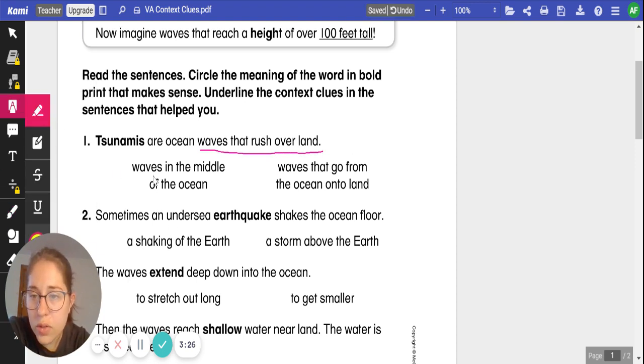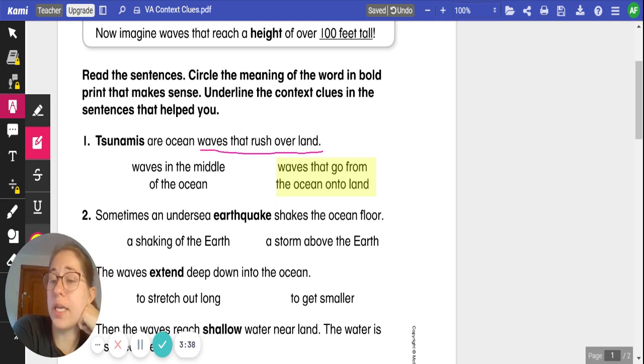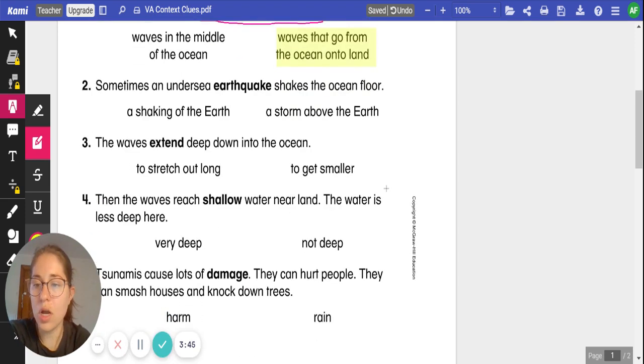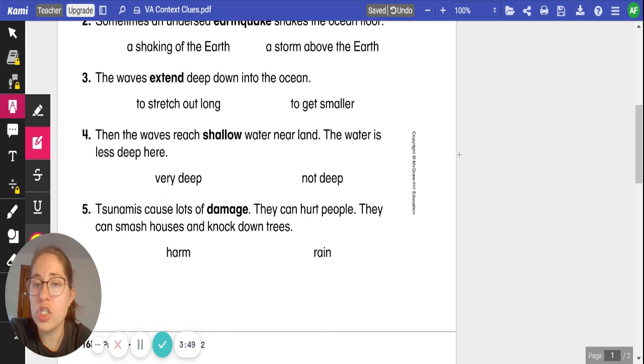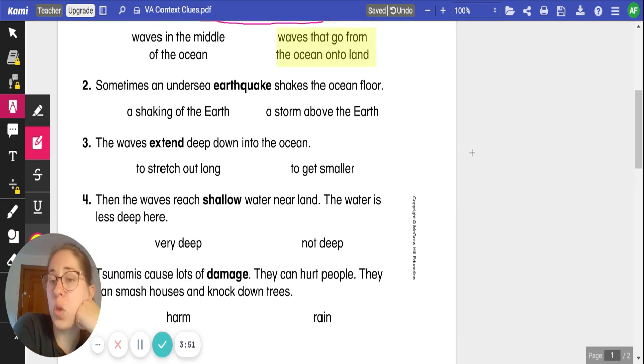So I know this one's talking about waves in the middle of the ocean, not quite. Waves that go from the ocean onto land. So by looking in the sentence, we saw waves that rush over land. Tsunamis are waves that go from ocean onto the land. Let's try number 2. Sometimes undersea earthquake shakes the ocean floor.